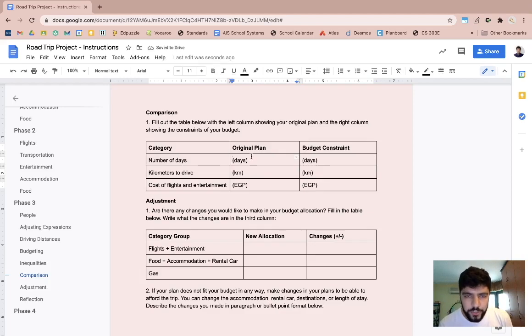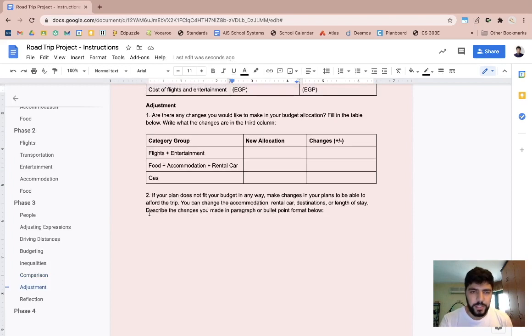Okay, so here you're just comparing, and then in the next section you're adjusting to make it fit. If certain categories were allocated too much money, you can take it and put it somewhere else that needs the money. Okay, and so you can change your allocation and write down the changes here.